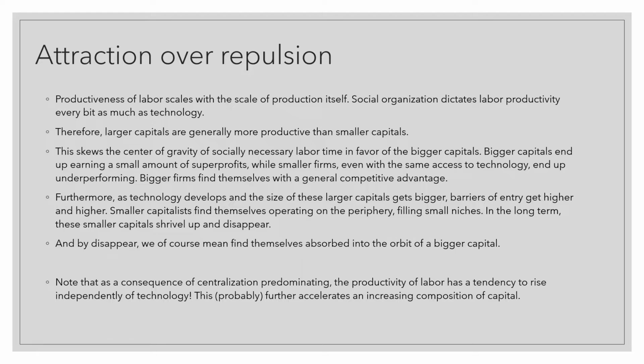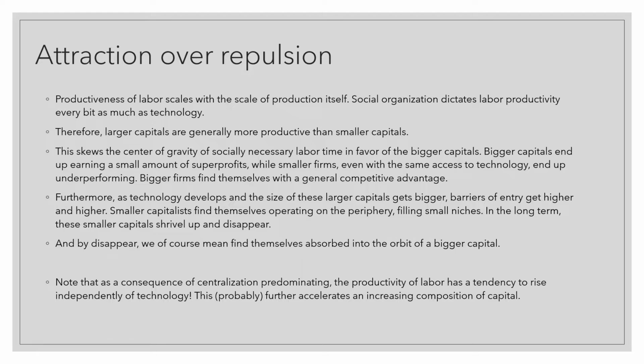Furthermore, as technology develops and the size of these larger capitals gets bigger, barriers to entry are going to get higher and higher, right? If producing a product at its maximum productivity requires bringing together hundreds and hundreds of thousands of people, maybe, then there's just no way for a smaller capitalist to jump into this industry. You can't just enter an industry with 10 cents. You've got to bring a large amount of operating capital, especially in these bigger industries. And so these smaller capitalists, to the extent that they exist at all, are going to find themselves operating on the periphery. They're going to fill in smaller niches, right?